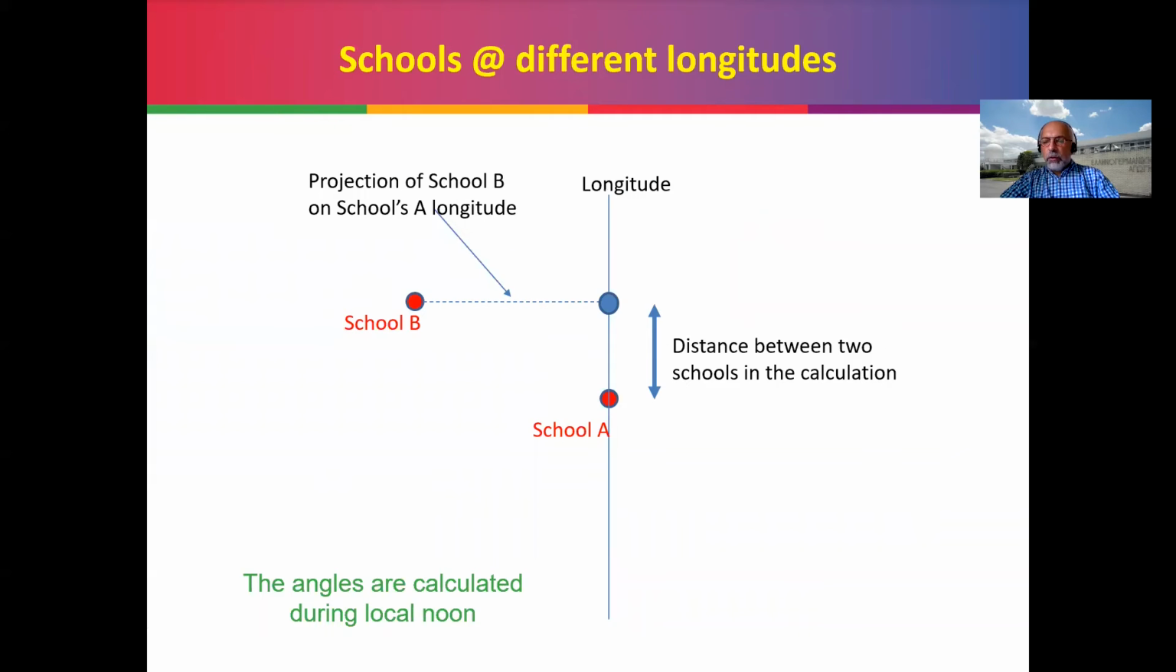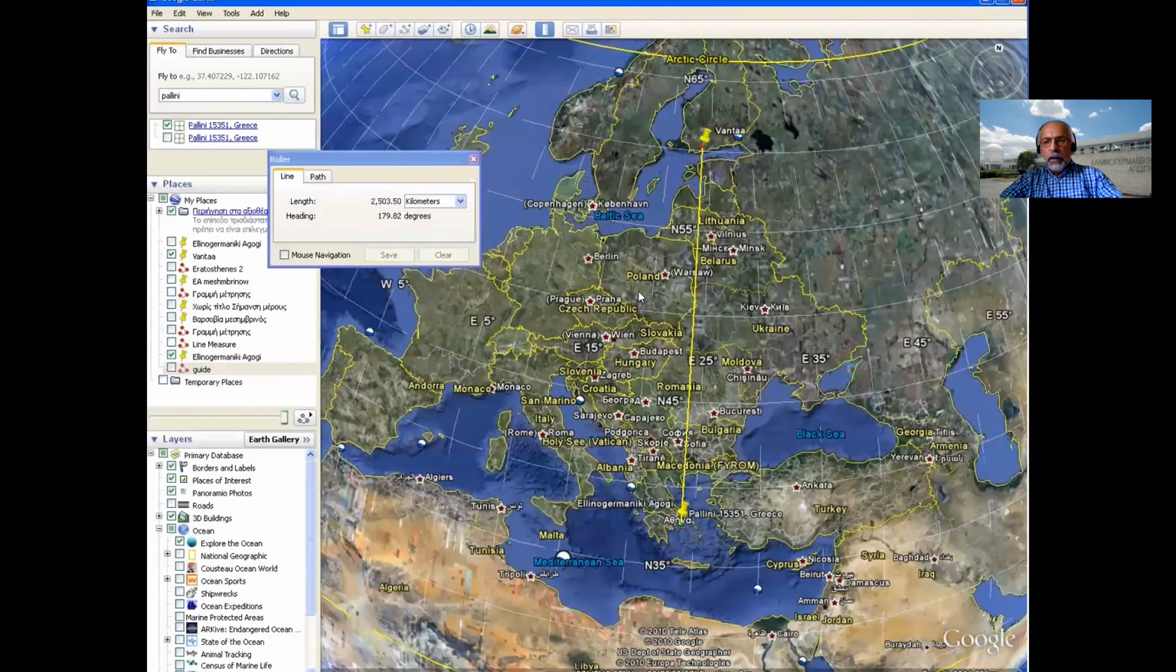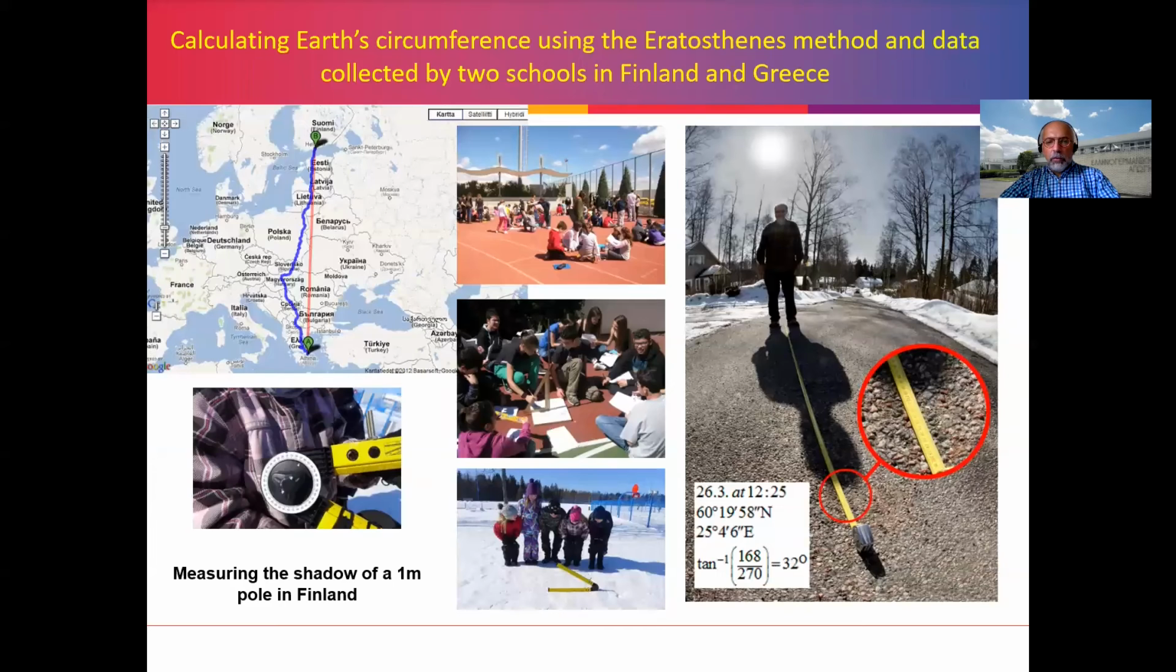If you have schools that don't share the same longitude, this scheme shows you how you can exchange data. You just have to take the projection of school B, for example, on school A's longitude, and then use this distance in your calculations. Here we see an example of a school in Athens collaborating with a primary school in Vantaa, Finland, that shares the same longitude.